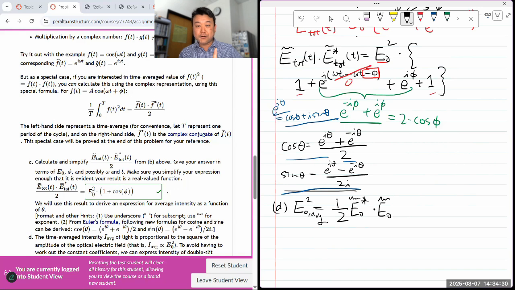That feels like something I've already done up here. So let me just plug it in. This is equal to E0 squared, that's that one, divided by 2, that's the division by 2 there, and then the rest of the factors. So 2 plus 2 cosine phi.